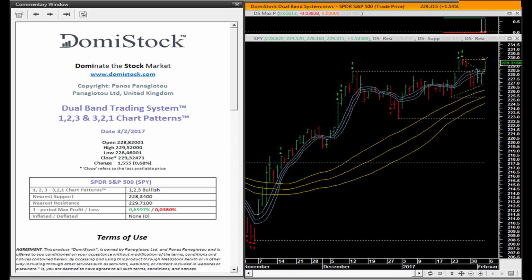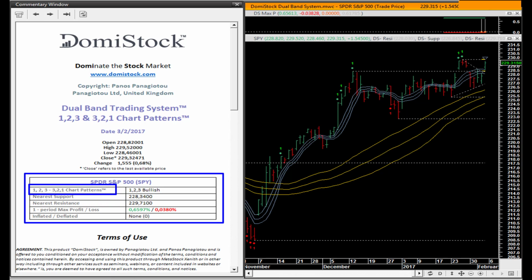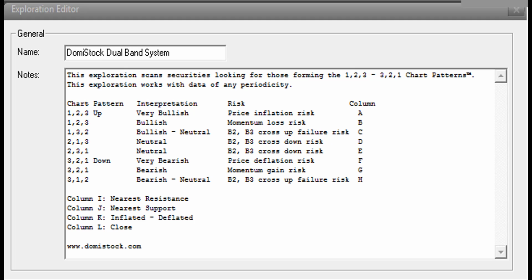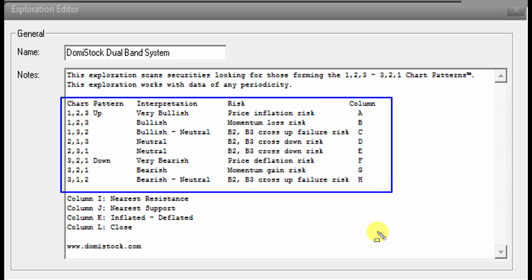The dual band trading system's expert automatically identifies and interprets the 1-2-3 and 3-2-1 patterns. The dual band trading system's exploration scans securities looking for those forming the 1-2-3 and 3-2-1 chart patterns. This exploration works with data of any periodicity. So do the 1-2-3 and 3-2-1 chart patterns.